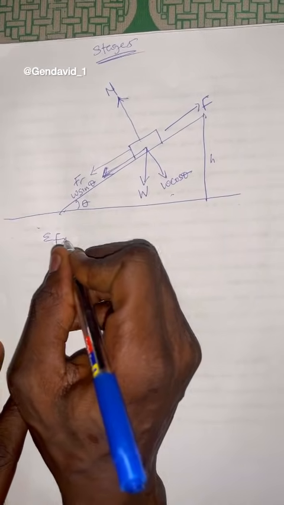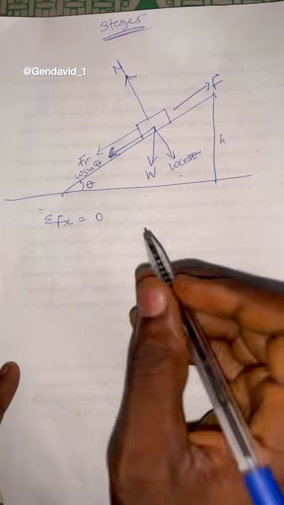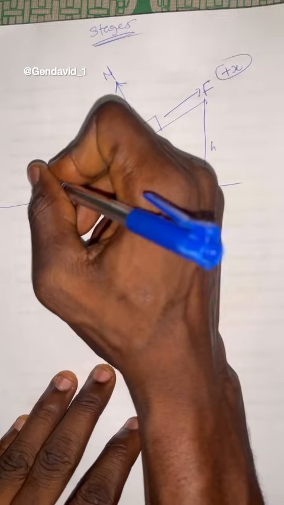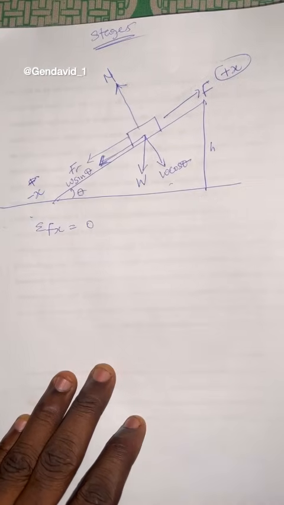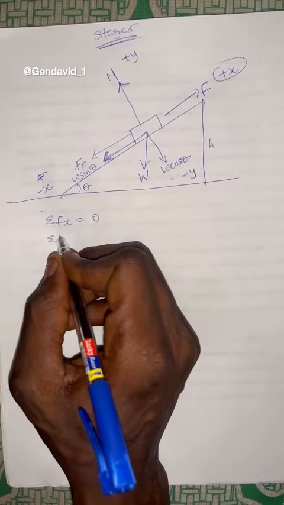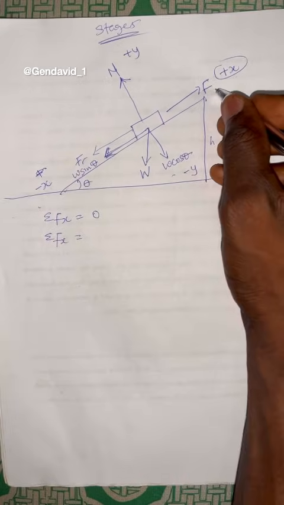The first component is summation Fx, which is 0. Now when you have the summation Fx to be 0, then let's go. Don't forget we have the positive x, we have the negative x. We have the positive y here, we have the negative y here. So we are going with the x-axis first. For the x-axis, we have the summation Fx to be equal to, this one is going towards the positive.